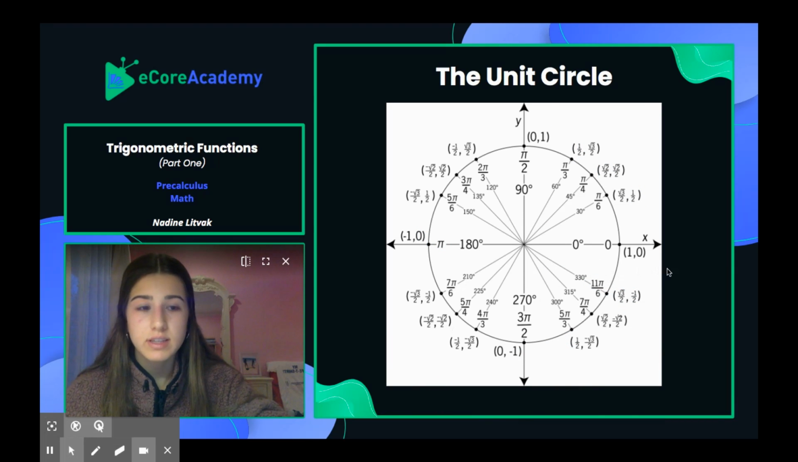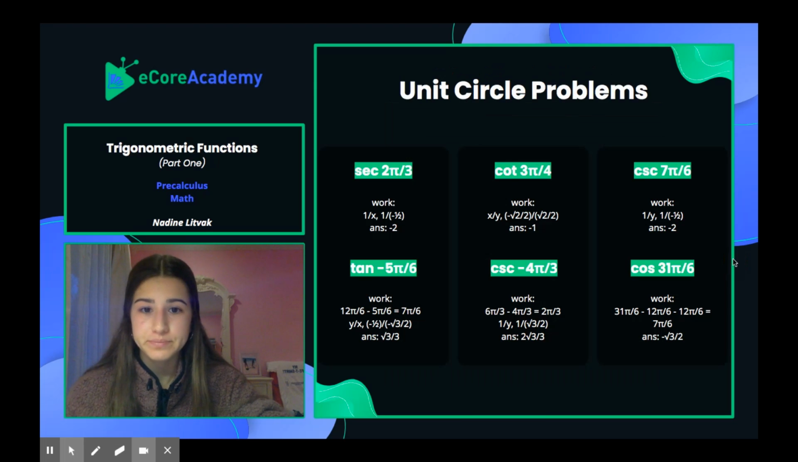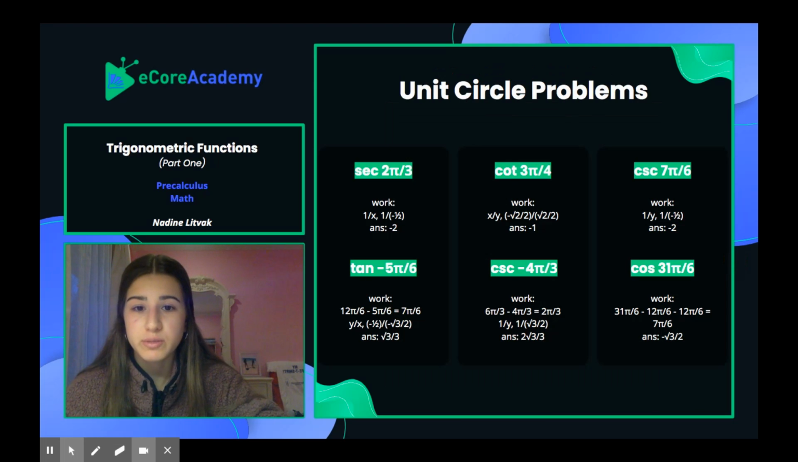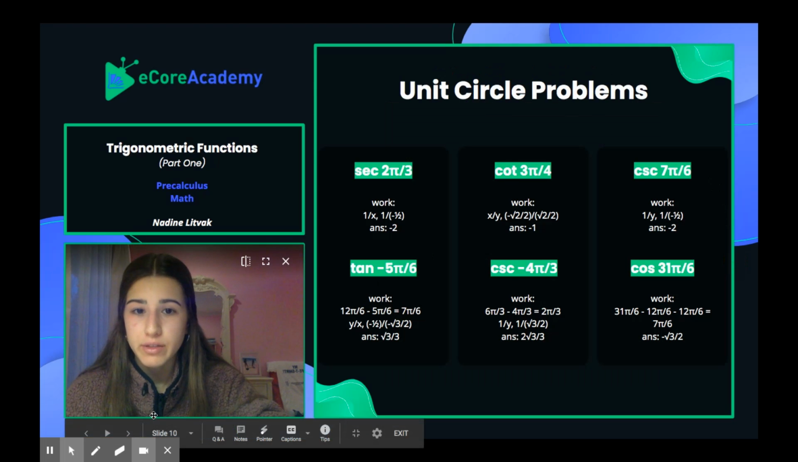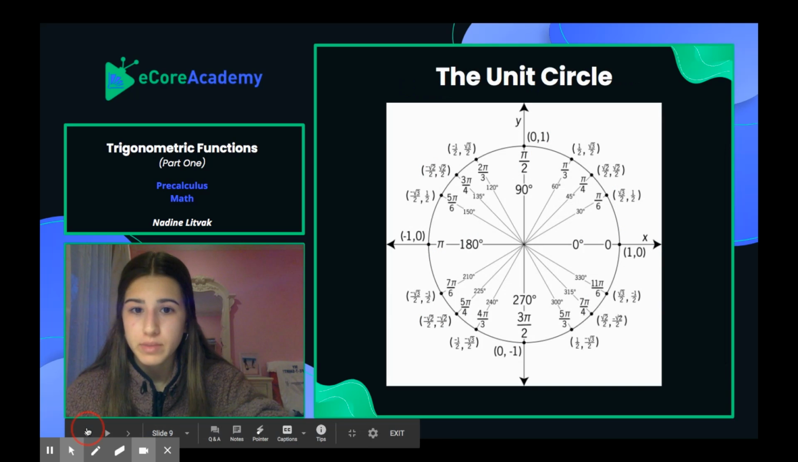Now let's move on to the next set of problems. So these problems are going to be getting a little bit harder, but it's okay, we will work through it together. So, first the secant of 2 pi over 3. So let's go back and find 2 pi over 3 on the unit circle and then continue from there. So 2 pi over 3 is right here.